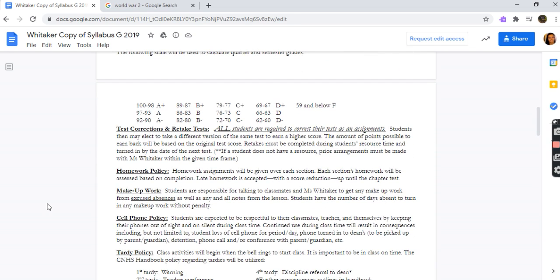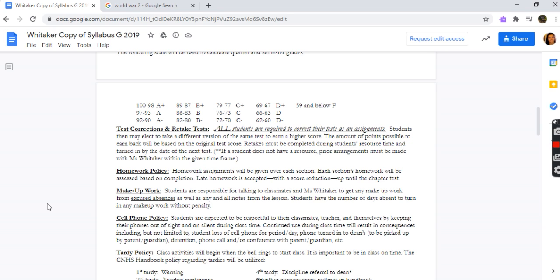Test corrections and retake tests. All students are required to correct their tests as an assignment. Students then may elect to take a different version of the same test to earn a higher score. The amount of points possible to earn back will be based on the original test score. Retakes must be completed during students' resource time, and turned in by the date of the next test. If a student does not have the resource, prior arrangements must be made by Ms. Whitaker within the given time frame.